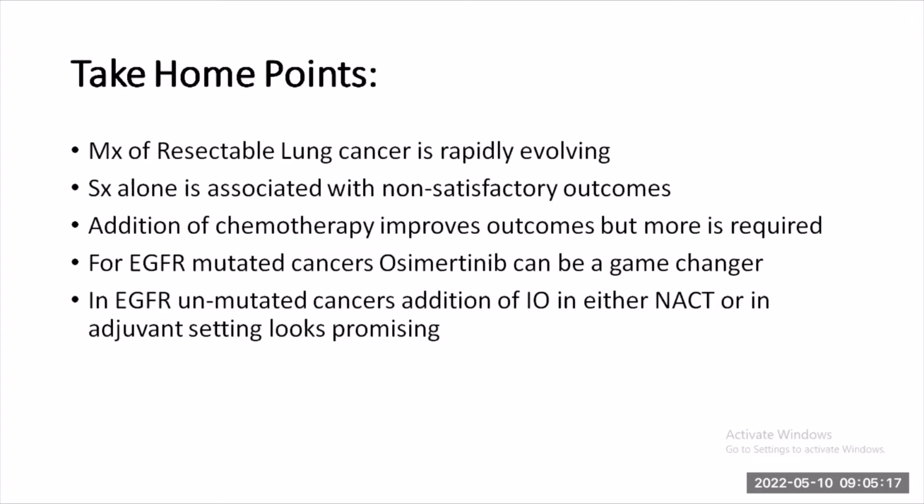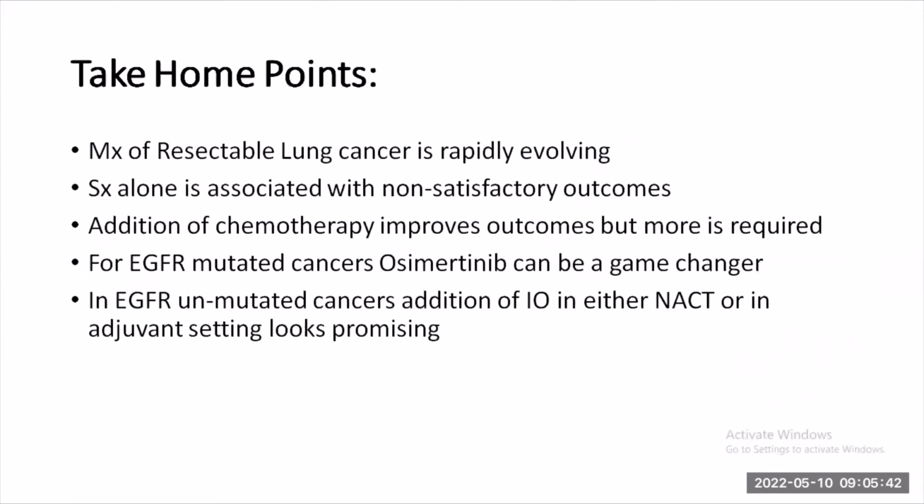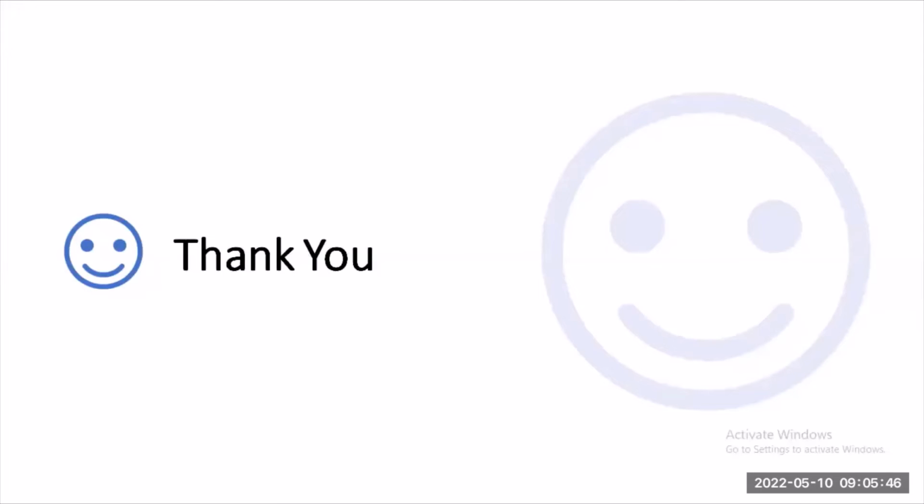So, take-home points for this lecture: management of resectable lung cancer is rapidly evolving. Surgery alone is associated with unsatisfactory outcomes. Addition of chemotherapy improves outcome, but more is required. For EGFR mutated cancer, osimertinib can be a game changer. And for EGFR unmutated cancer, addition of IO in either the neoadjuvant or adjuvant form looks promising, but we need more mature results. Thank you.